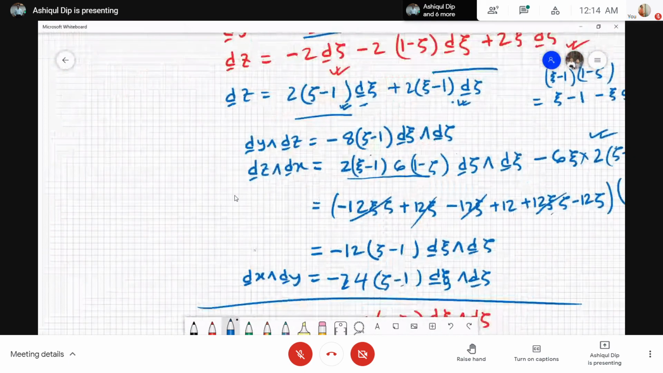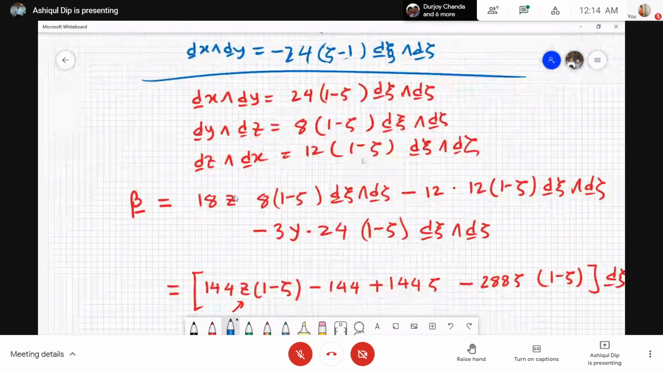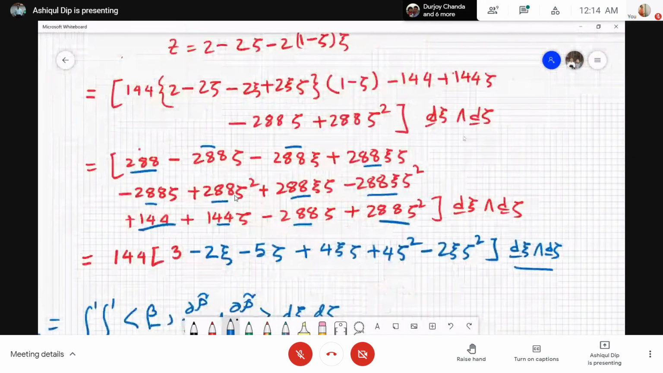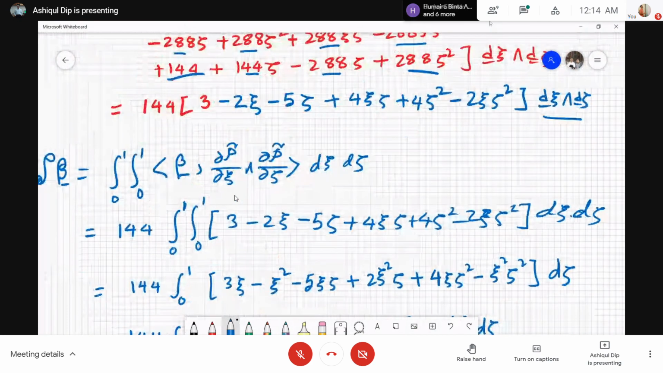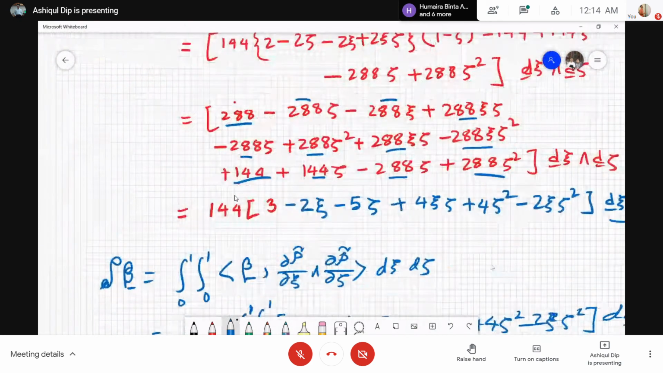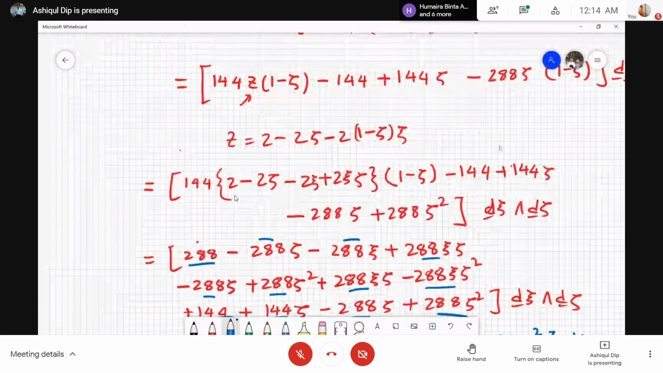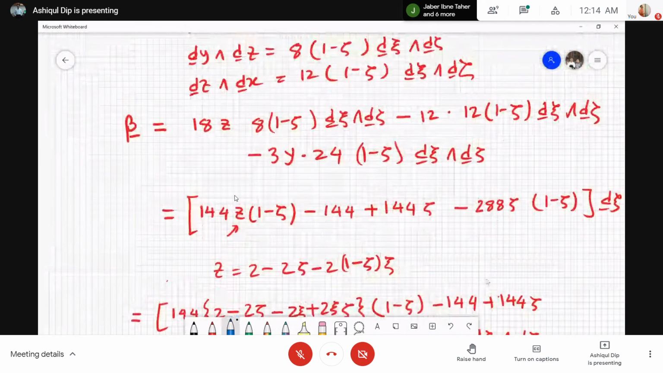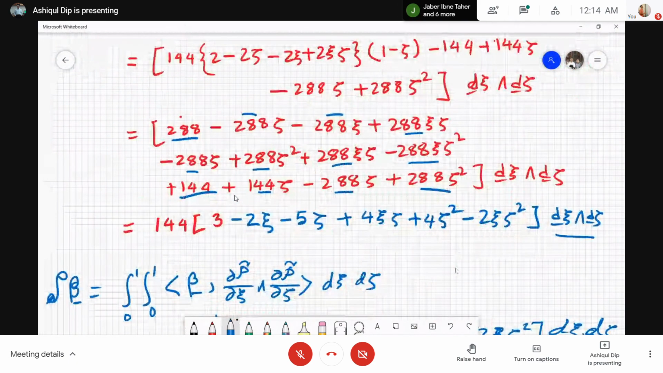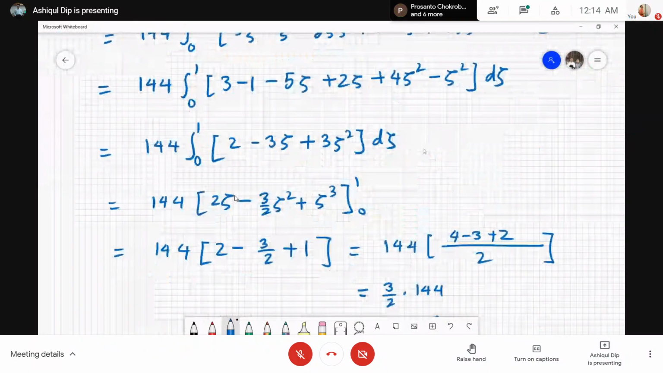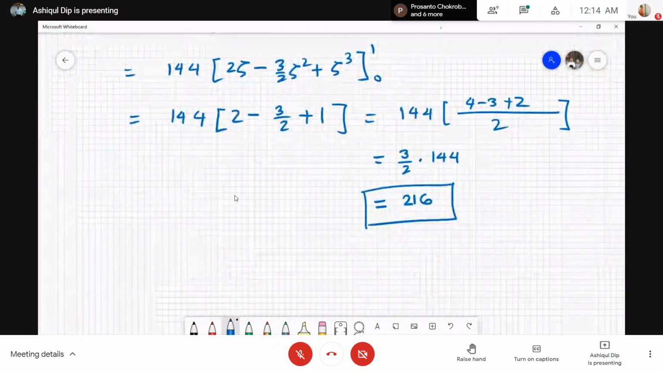So what's the answer? 24. I think I missed some factor somewhere, that's why this happened. Maybe. Yeah, at least this thing is proportional to 24, right?